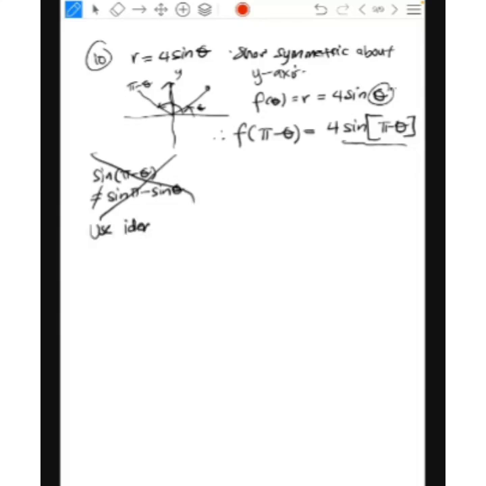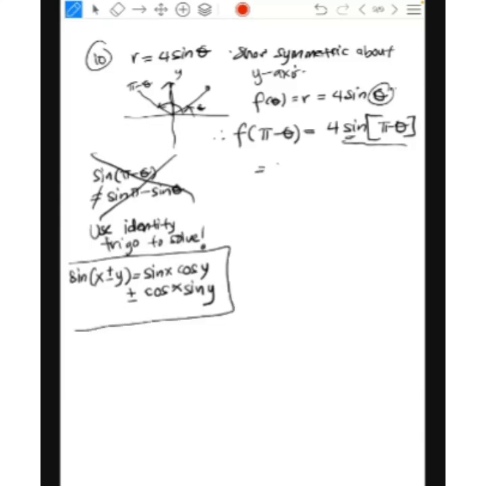Which identity you have to use, the sine, sebab ini sine kan, so sine lah, sine of x plus minus y equals to sine x cos y, plus minus juga cos x sin y. Okay, kena guna formula yang ni. So kita guna formula tu, kita akan dapat, so our x now is pi, our y is theta, so sine pi cos theta. Kalau tambah, jadi tambah. So sekarang tolak, so tolak cos pi sin theta.